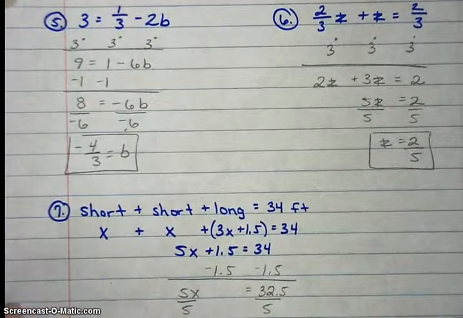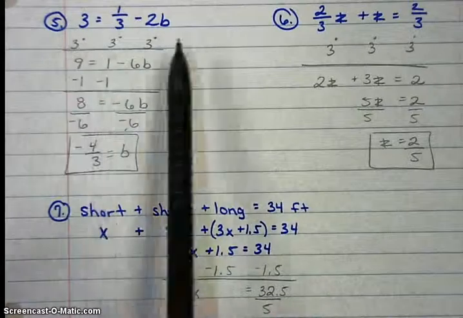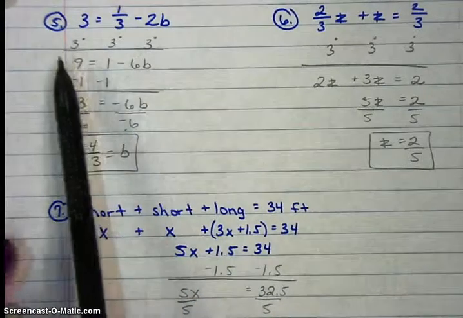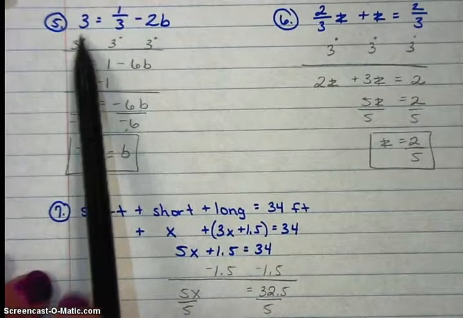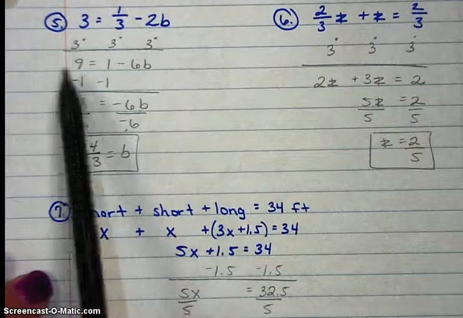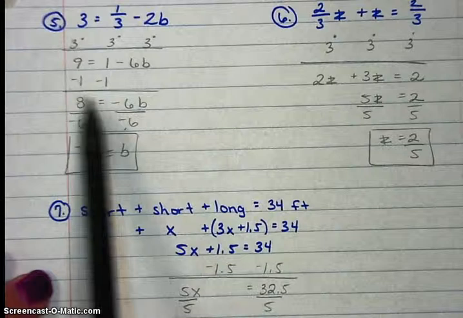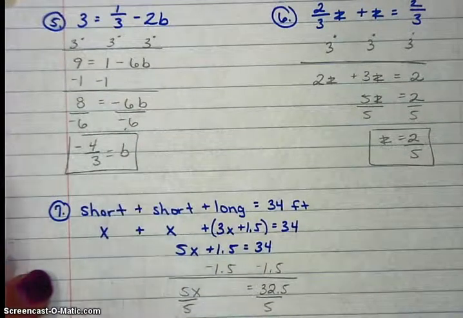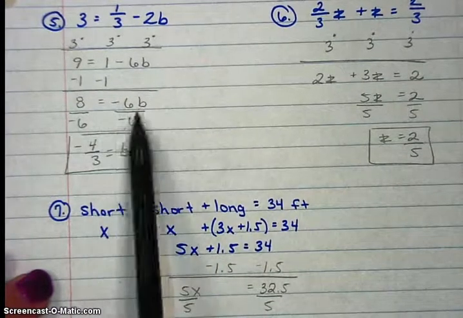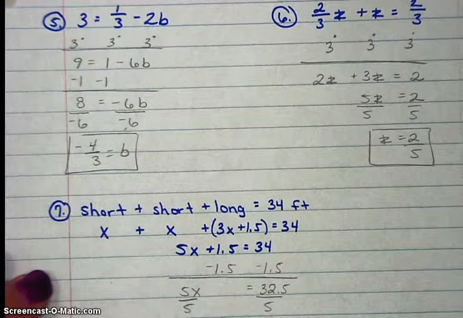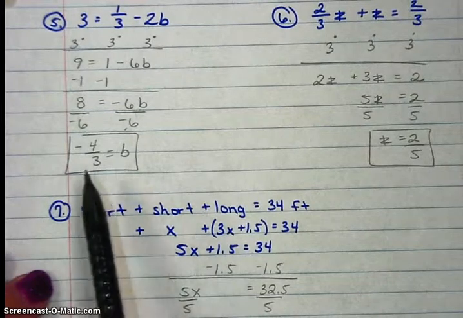Number 5, once again, I cleared the fractions first. Don't care to work with them, I make more mistakes. So I multiplied each term by 3, giving me 9 equals 1 minus 6b. I then subtracted 1 and divided by negative 6, giving me negative 4/3. Make sure you're careful of negatives. Make sure you're careful to reduce. And this does have to be a fraction.